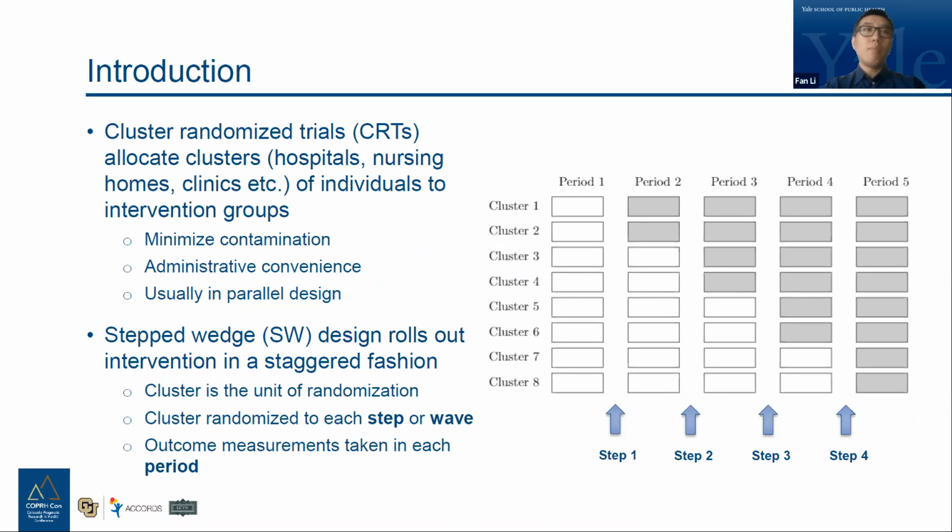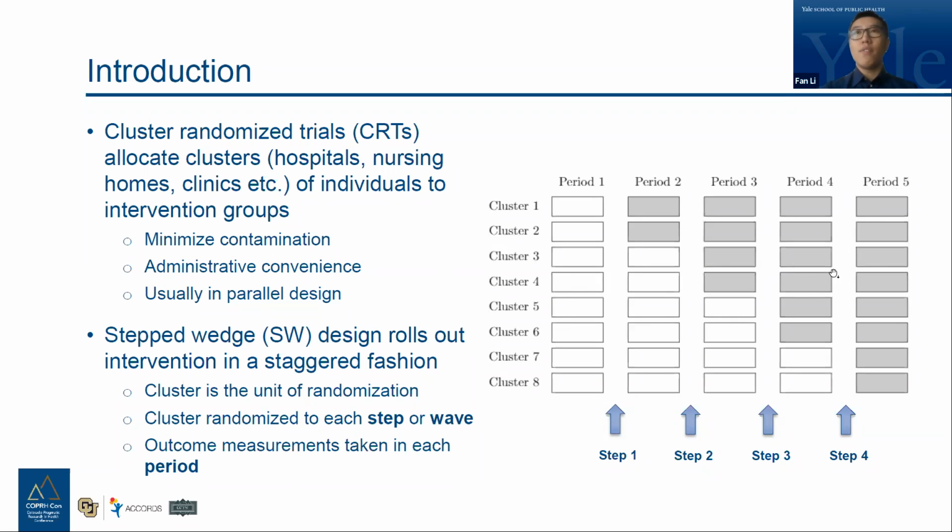However, a recent design variant called the stepped-wedge design, SW design, rolls out the intervention in a staggered fashion, where each cluster as the unit of randomization will start at baseline, which is the control period, and then sequentially randomize or transition to receive intervention until all the clusters are exposed under the intervention.